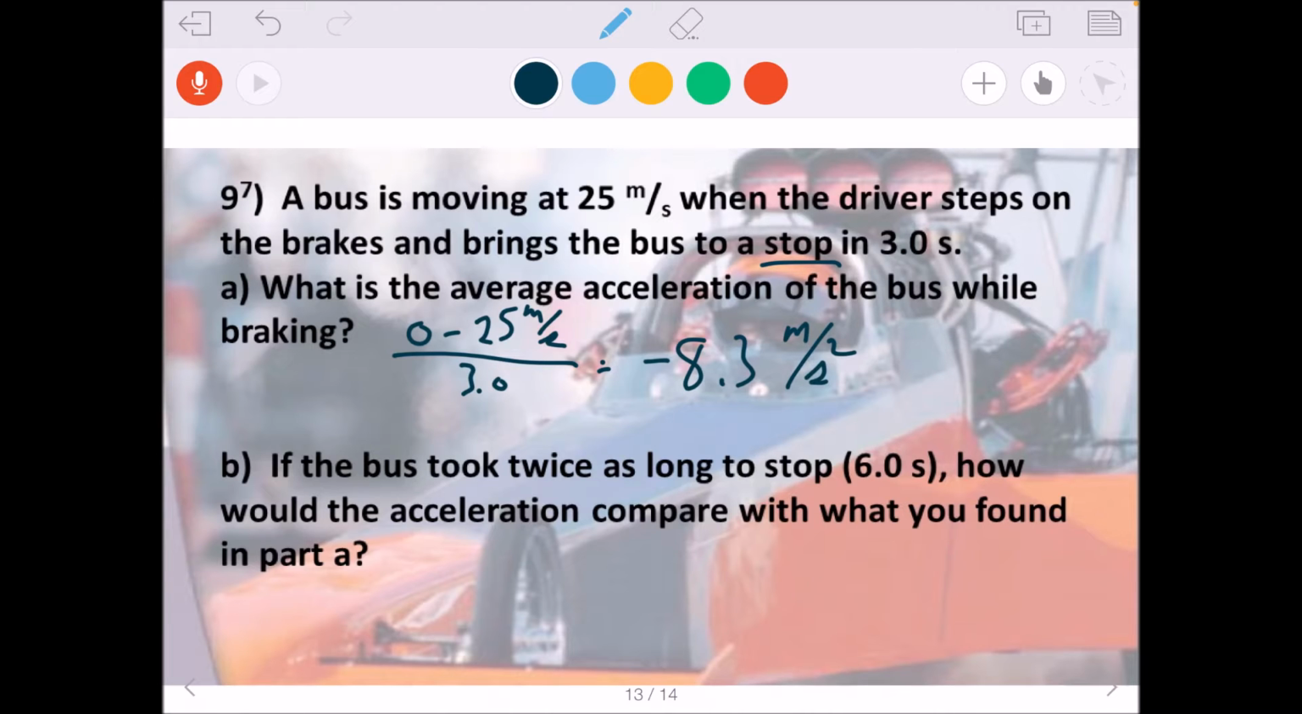In part B, it says that the bus took twice as long to stop, so 6 seconds. How would the acceleration compare with what you found in part A? Now you might think that it'd be half as great. If you do the math, you will discover that it is exactly half. However, with sig figs, it is going to create a little bit of an issue. It's negative 4.16 repeating, so we're limited to 2 sig figs, so it would be 4.2 meters per second squared.